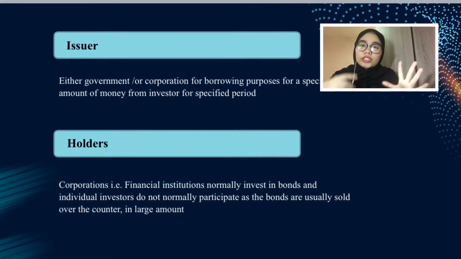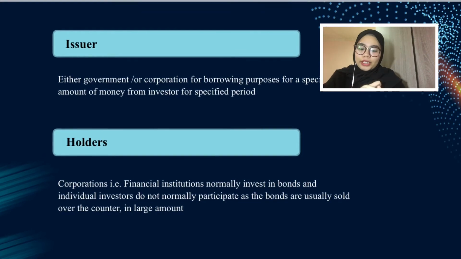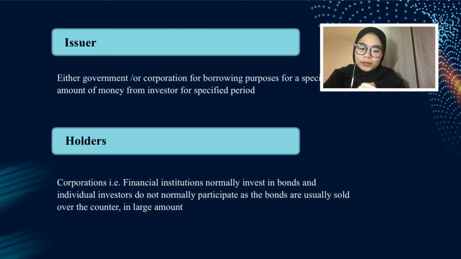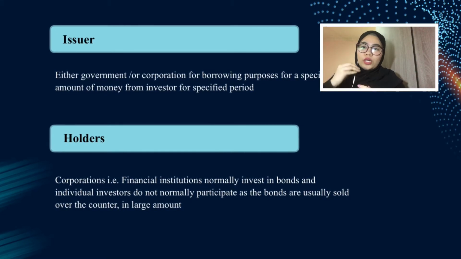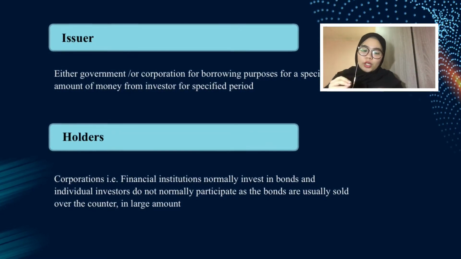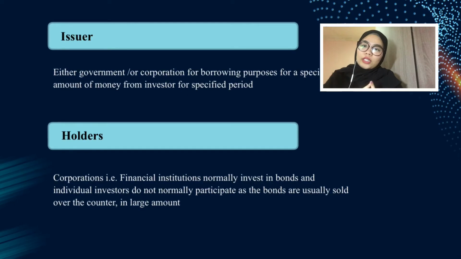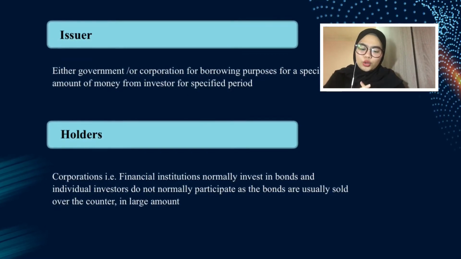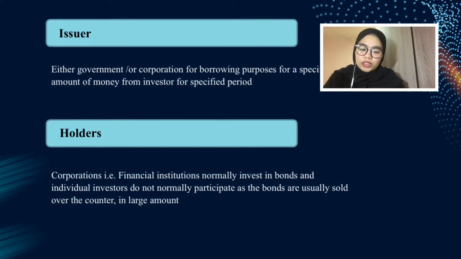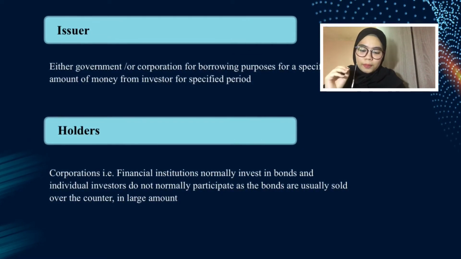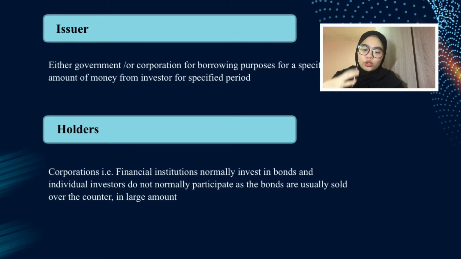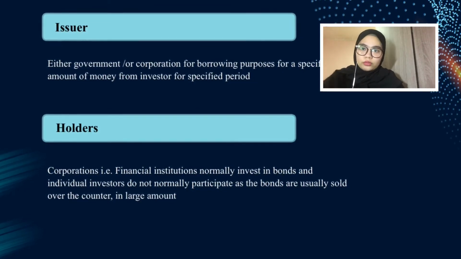Okay, the second one is issuer and holder. The issuer is either a government or a corporation, borrowing a specified amount of money from investors for a specified period, and the holder is a corporation. For example, financial institutions normally invest in bonds, while individual investors do not normally participate, as bonds are usually sold over the counter in large amounts.